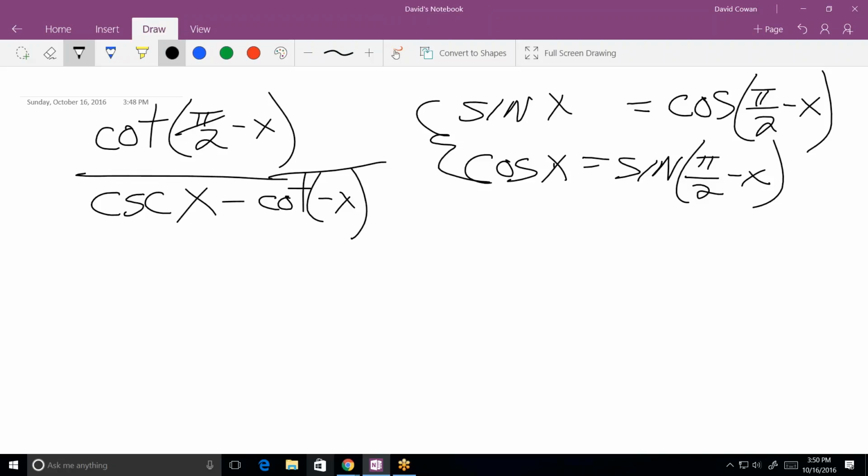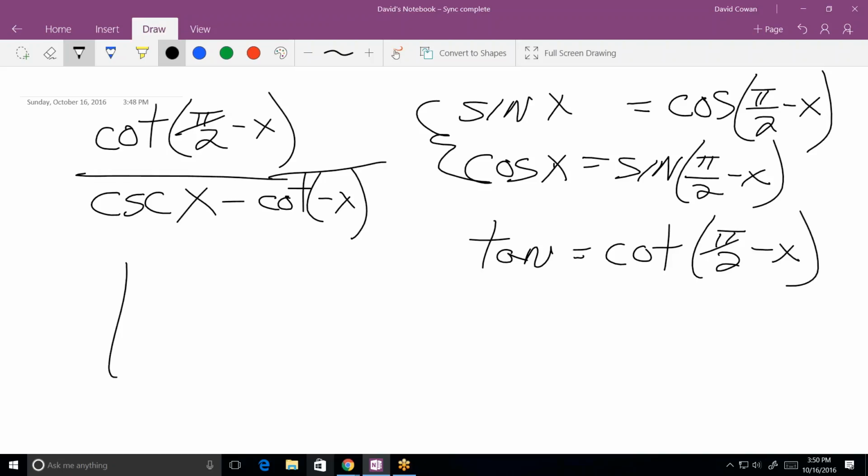What's the cofunction of tangent? Cotangent. So tangent is equal to cotangent of pi over 2 minus x. Notice that if I draw my 30-60 triangle, what's the sine of 30 degrees? 1/2. What's cosine of 60 degrees? Also 1/2. That's true for all these cofunctions. That's why these cofunction properties are true.